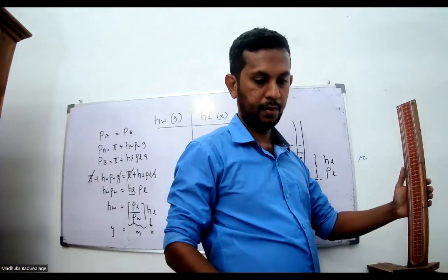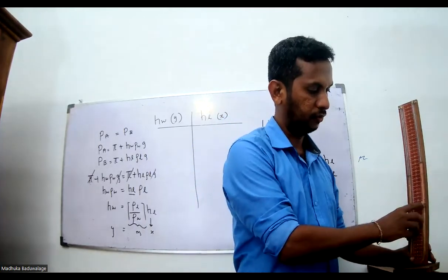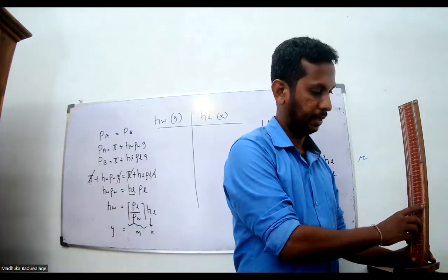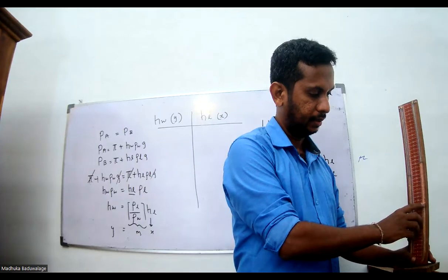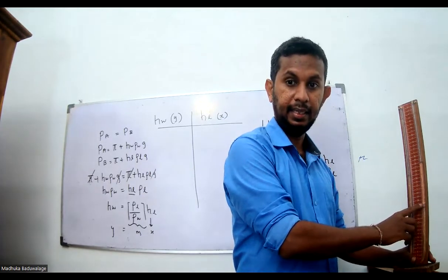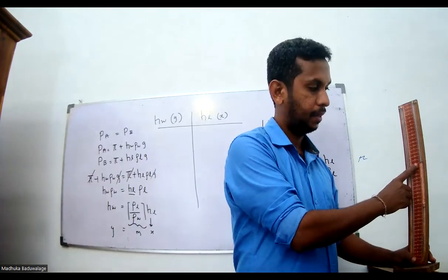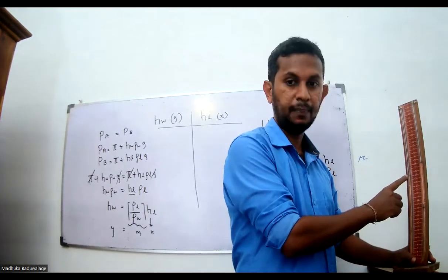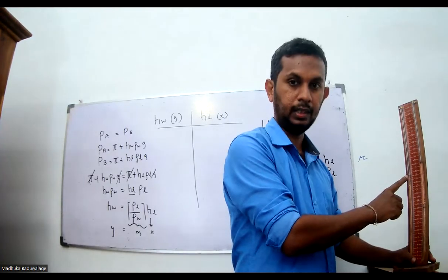Now I am going to get the first reading. In this video you can see the common interface here, and this is the upper meniscus position of the kerosene oil column, and this is the upper meniscus position of the water column.